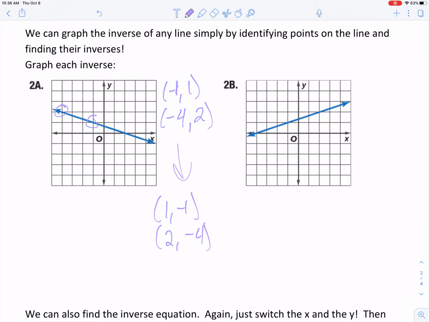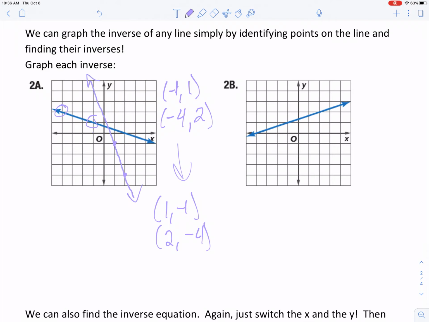What you're going to do now is go ahead and plot those. So 1, negative 1 is right here, and 2, negative 4, 1, 2, 3, 4 is right here. And let's go ahead and draw a line. This isn't going to be very straight, is it? Let me try again. Well, here we go. I'll just freehand it close enough.